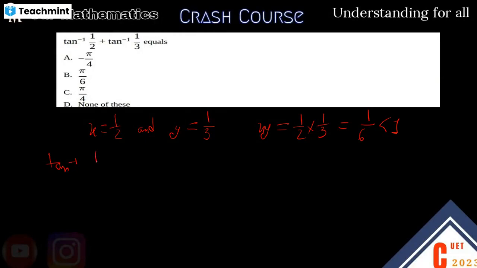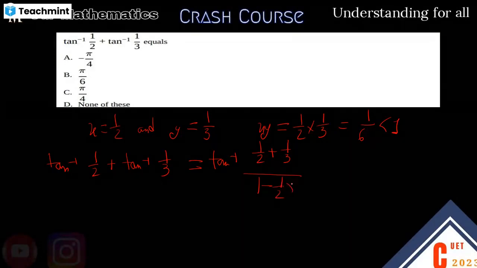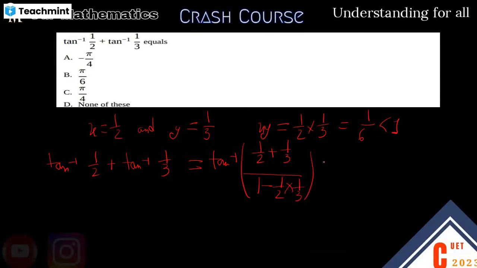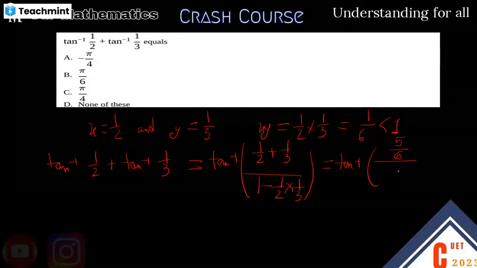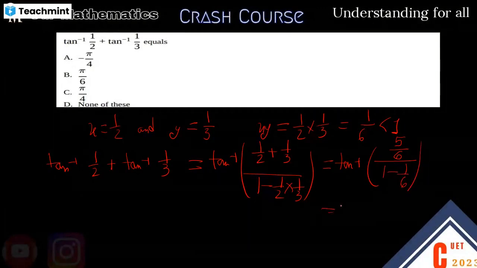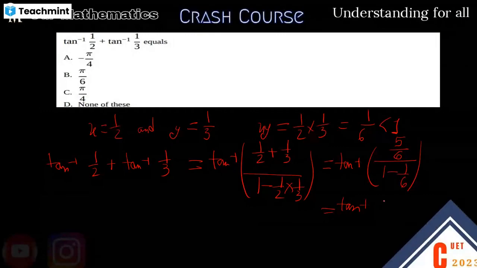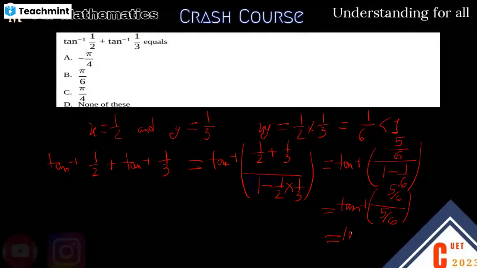Thus tan inverse 1 by 2 plus tan inverse 1 by 3 is equal to tan inverse of (1 by 2 plus 1 by 3) divided by (1 minus 1 by 2 into 1 by 3), which is equal to tan inverse of 1 by 2 plus 1 by 3, means 2 and 3 LCM 6, 3 plus 2 is 5, over 1 minus 1 by 6, that is 5 by 6 divided by 5 by 6, which is equal to tan inverse 1.